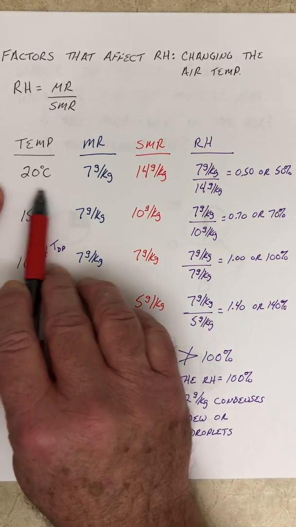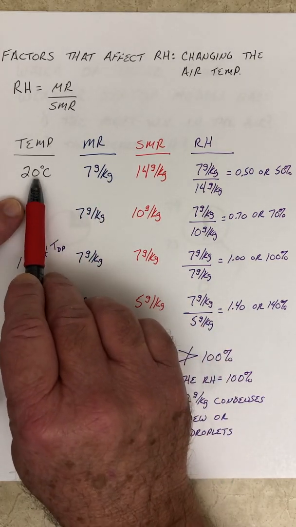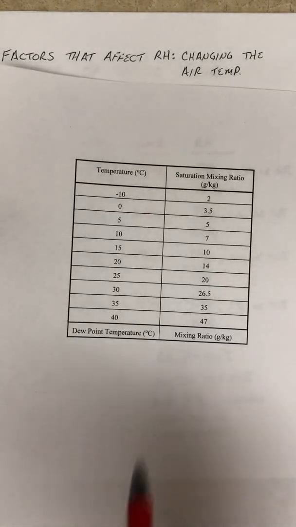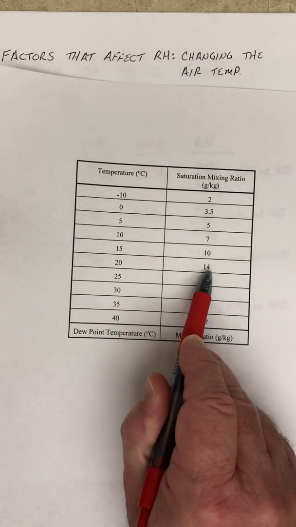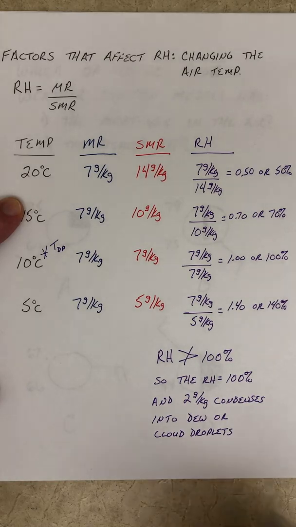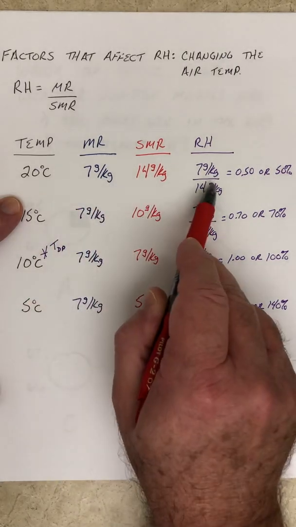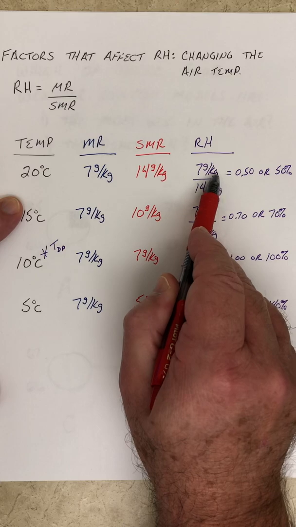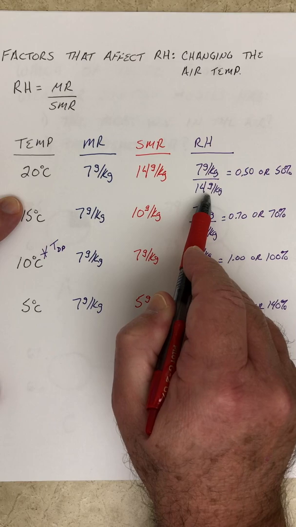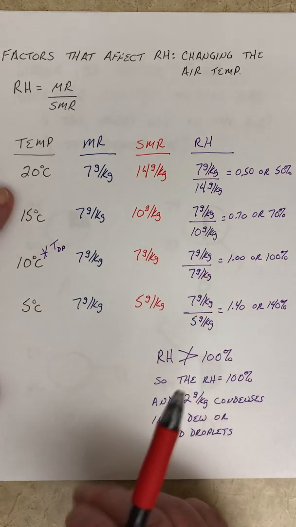When we were looking at this table originally, we gave initial conditions: temperature 20 degrees C. Based on the saturation mixing ratio table, 20 degrees C has a saturation mixing ratio of 14 grams per kilogram. And I gave you that the mixing ratio was 7 grams per kilogram. So the initial conditions, mixing ratio over saturation mixing ratio, 7 grams per kilogram divided by 14 grams per kilogram, gave us 50% relative humidity.